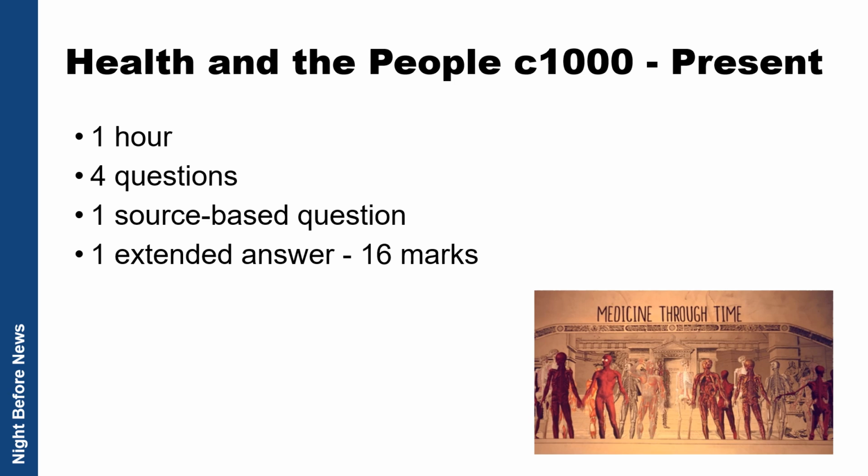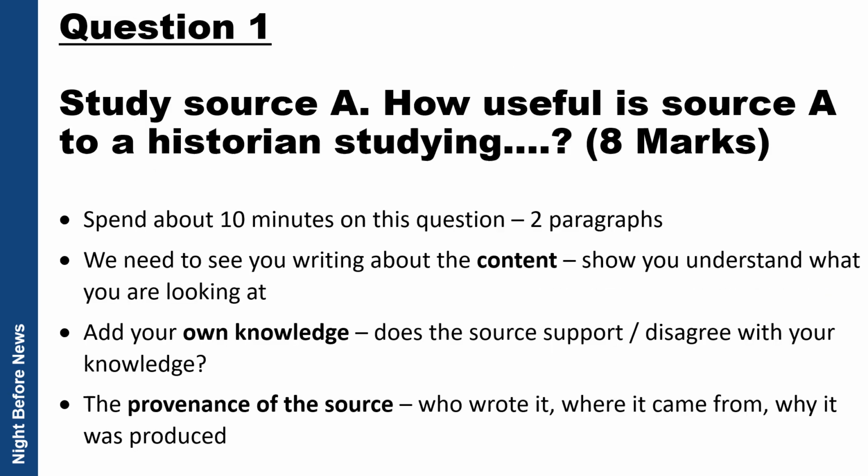So for the first paper, which will be Health and the People, you've got 1 hour, 4 questions. One question will be source based and the other will be an extended 16-mark answer. So for question 1 on your health paper, it will be written like this: study source A. How useful is source A to a historian studying whatever it might be? Now, we recommend you spend 10 minutes on this question. 10 minutes, 8 marks, 2 paragraphs.